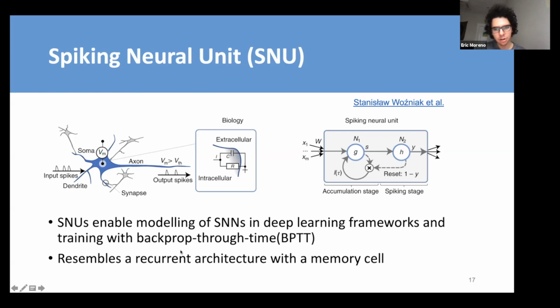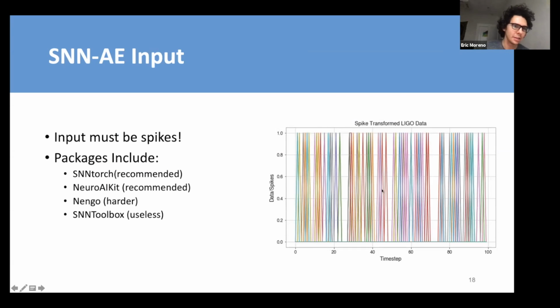I'm not exactly sure how this works, to be honest, but somebody figured it out, and I think it's pretty impressive. So there are certain packages that can calculate this backpropagation for spiking neural units. And so this is basically what we input into our spiking neural network autoencoder. I guess I should cover that there are certain packages that can do this kind of stuff.